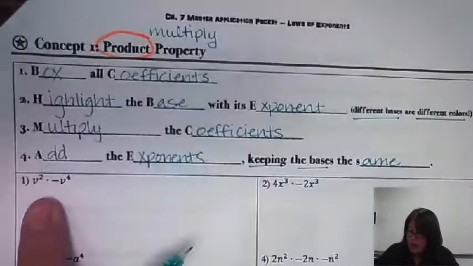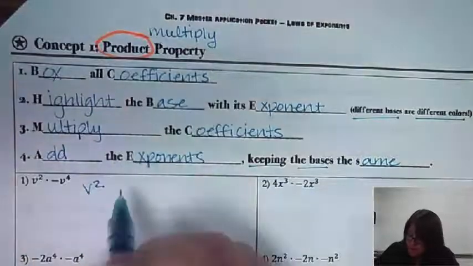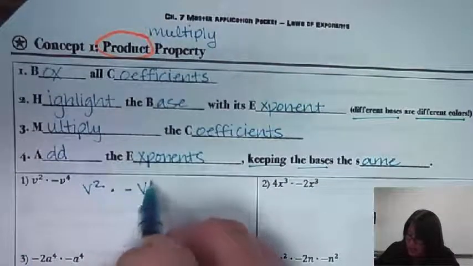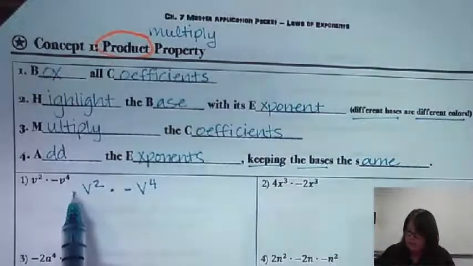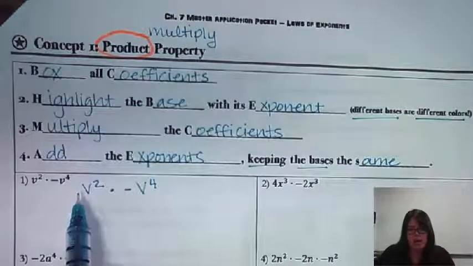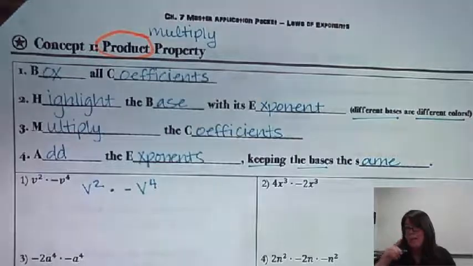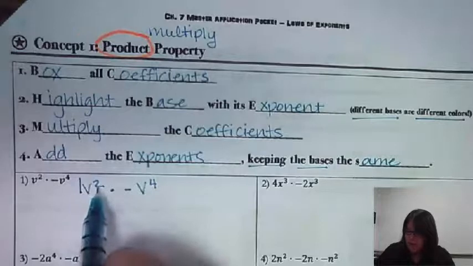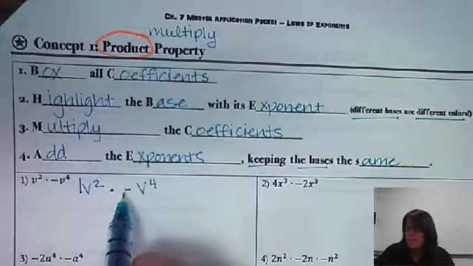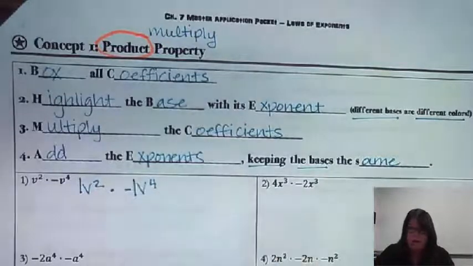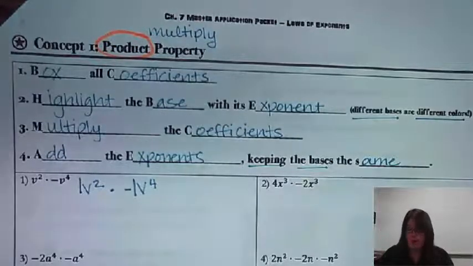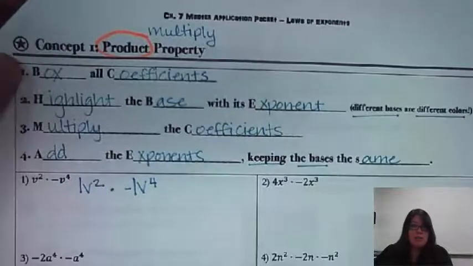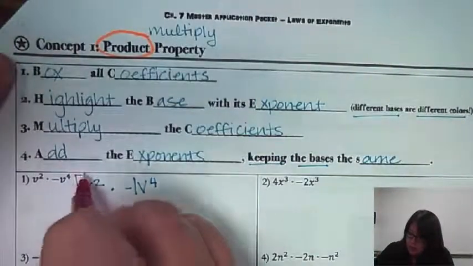All right, so number 1, I have v squared, and that's being multiplied by negative v to the 4th. Now if I think to myself, coefficient, base, exponent, coefficient, oh, there isn't a coefficient. That's okay. If there's not a number there, we can put in a 1 when things are being multiplied. So coefficient, base, exponent. Coefficient, well, the number's not written, but remember, it can be a 1. In this case, it's a negative 1. Good, I have my 3 parts, I'm ready to go. So the first step is going to be to box all coefficients. So I'm going to box this one, and I'm going to box this one.